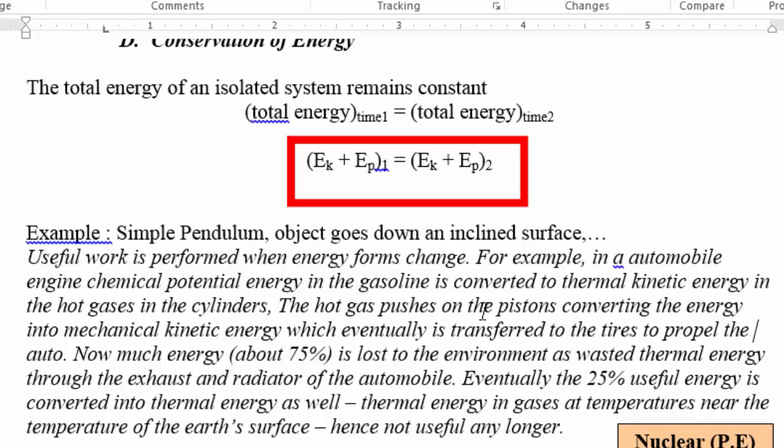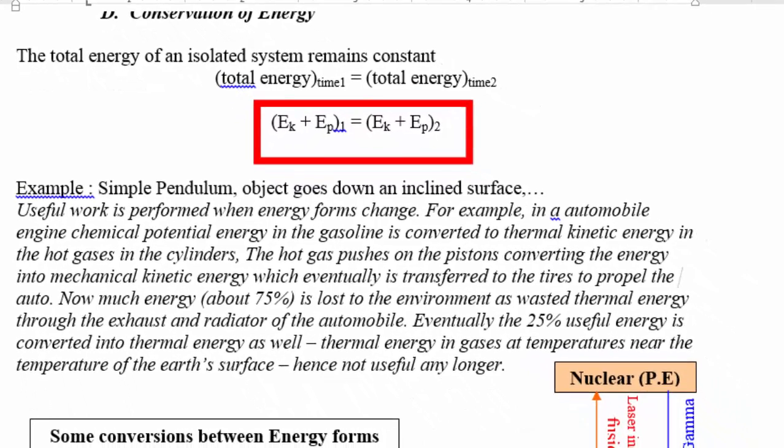Unfortunately, 75% of this energy that results from the combustion of the gasoline will be lost to the environment in the form of wasted thermal energy through the exhaust and the radiator of your car. That's why after you drive your car, you'll notice that it will get hot, and that's why we have water in the radiator to cool it down. You are only using less than 25% of the energy of the gasoline to operate your car. That's why we said that everything eventually turns into thermal kinetic energy.